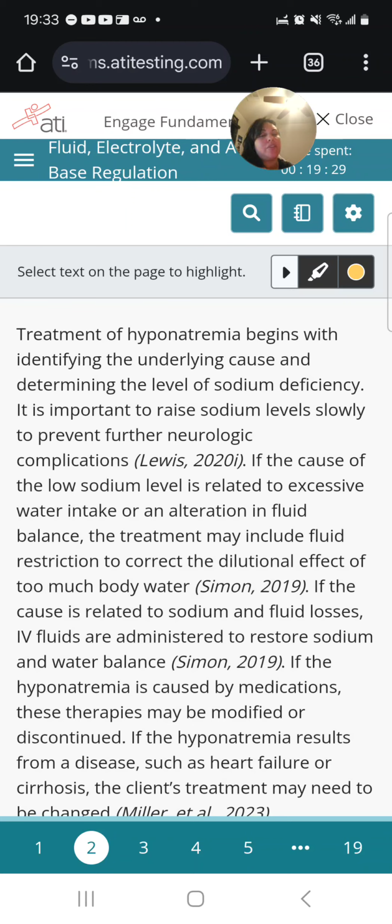If the cause of low sodium levels is related to excess water intake or an alteration in the fluid balance, the treatment may include fluid restriction to correct the dilution effect. If the cause is related to sodium and fluid losses, IV fluids are administered to restore sodium and water balance.